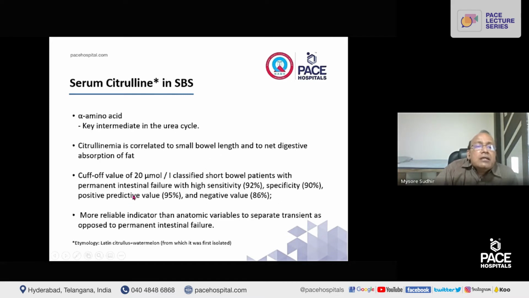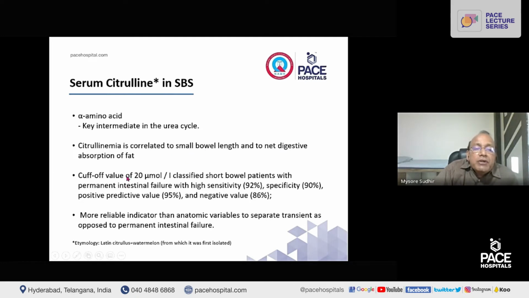Serum citrulline level is very useful in short bowel. This is an alpha amino acid, a key intermediate in the urea cycle. The citrulline level correlates to the small bowel length and to the net digestive absorption of fat. So by this estimation, we can know the severity of this bowel resection as well as its effect on the digestion of fat.